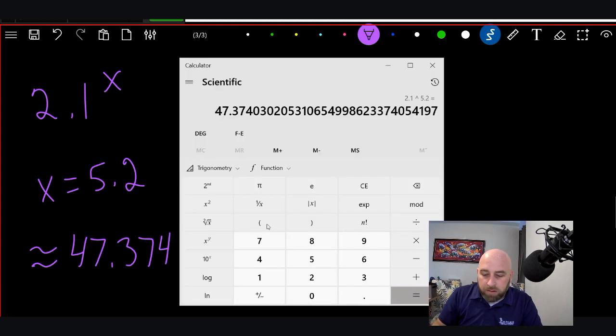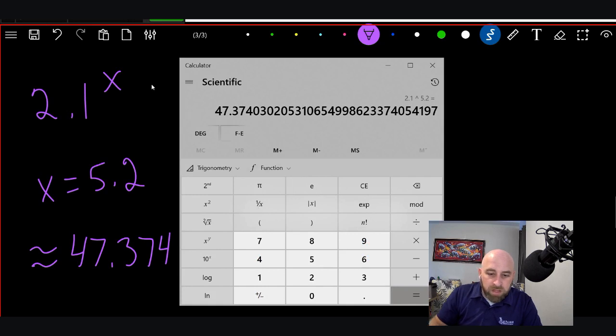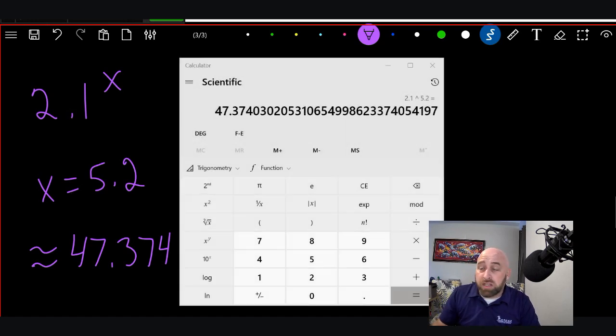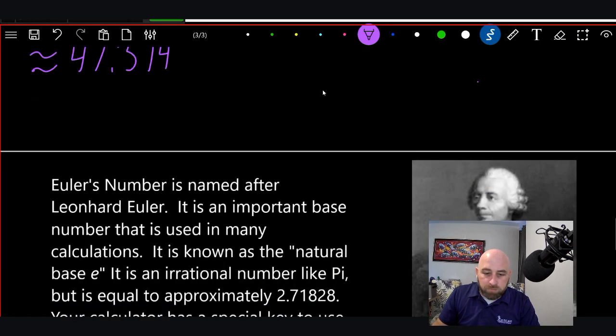47.374. Let me pull the calculator back up, and you'll see 47.374. So we just round it off there at the third number. And so that would be our approximate answer. Okay? Again, you work with your own calculator. You figure out how each one is going to come out and what buttons you have to push in which order.